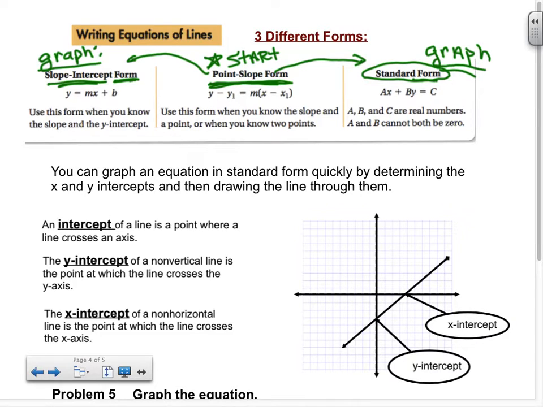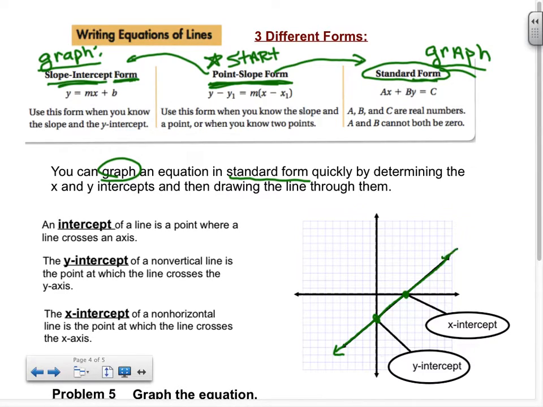It says you can graph an equation in standard form quickly by determining the x and y intercepts and then drawing the line through them. An intercept of a line is a point where the line crosses the axis. So here's your line. It crosses the x-axis here, and it crosses the y-axis here and keeps going.